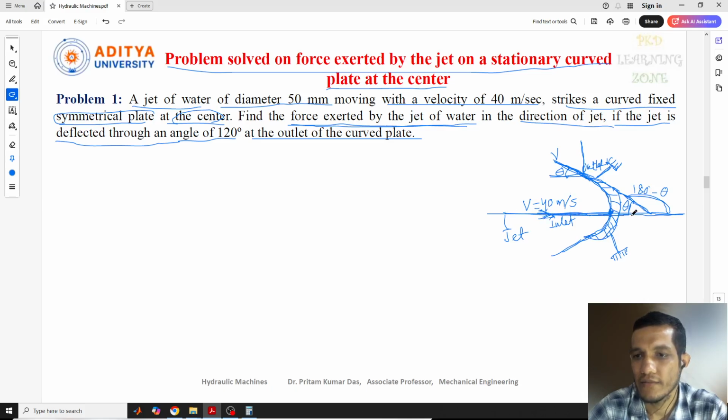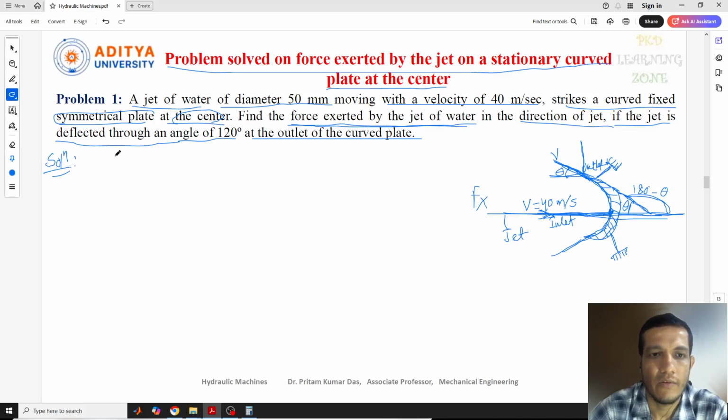This is the direction of the jet, not this one. After striking, due to the curved plate, it was inclined and is moving through this one, but the jet direction is this one. So we need to find out the value of Fx, the force exerted in the x direction. For this, let's see what data is given.